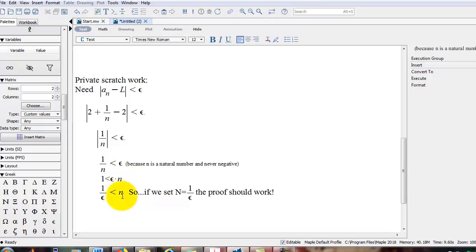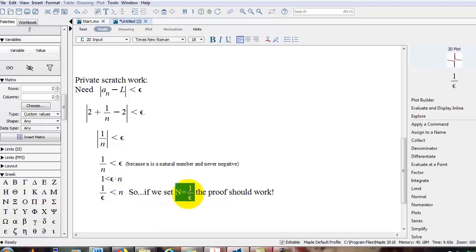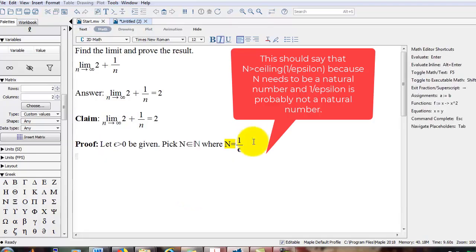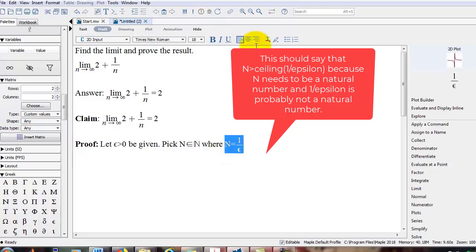In other words, what this says is as long as our little n values are bigger than this 1 over epsilon quantity, this definition of a convergent sequence will work. And in the proof, the little n is always strictly greater than the big N. Bottom line, we need to set capital N equal to 1 over epsilon. Let me show you how that will work. And now let's work with it in the problem.